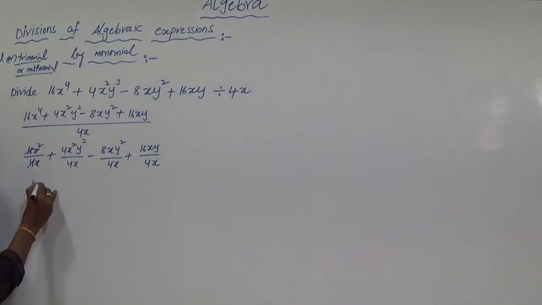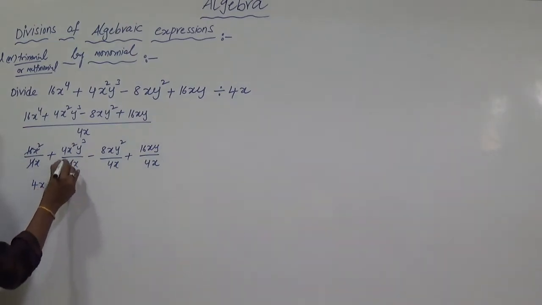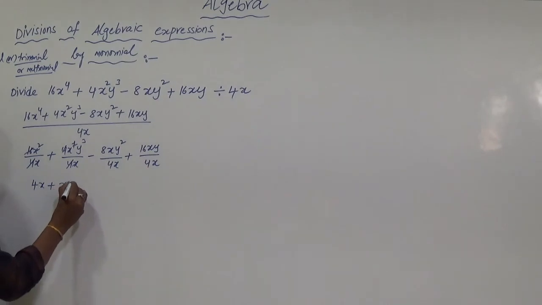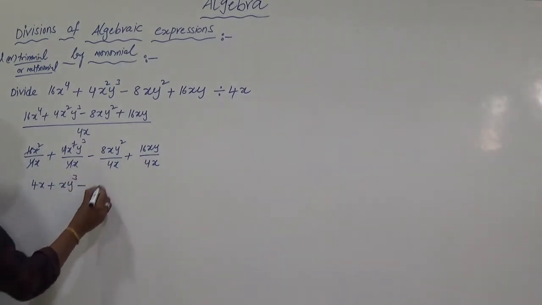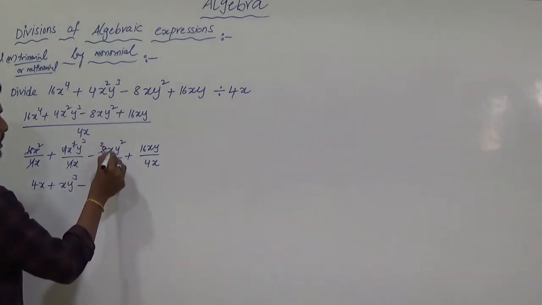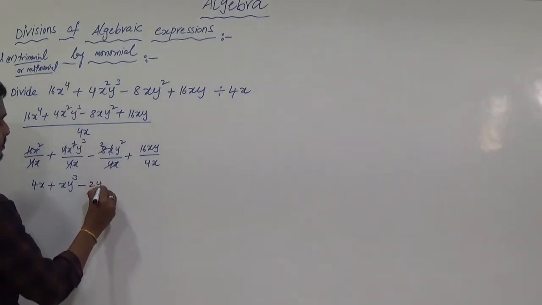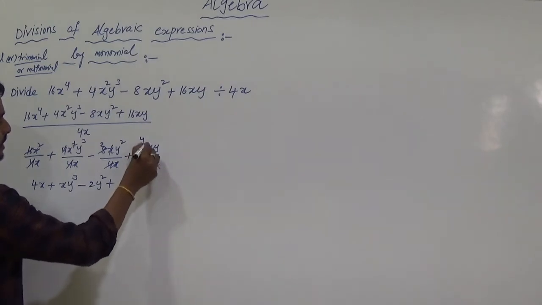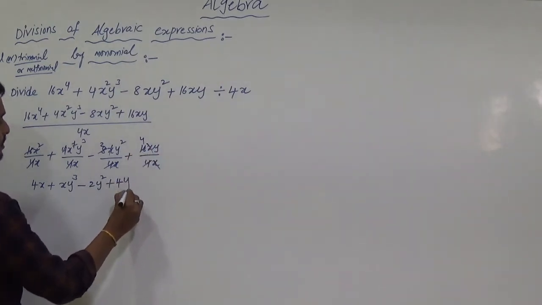So it is 4x plus 4 cancel, x cancels with x square, x times. So the next one is y cube minus 4 cancels here 2 times, x cancels. So this is 2y square plus 4 cancels with 16, 4 times, x cancels. So the answer is 4.